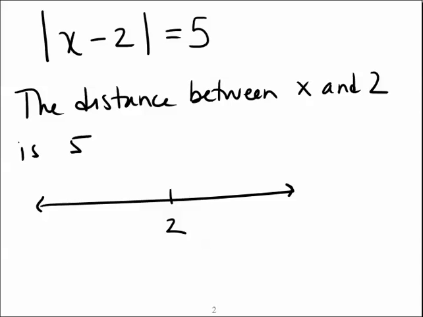And the way you think about this one is the distance between x and 2 is 5. So I'm looking for two numbers that are 5 spots away from 2. So what would those two numbers be?